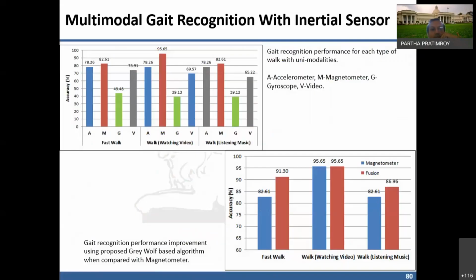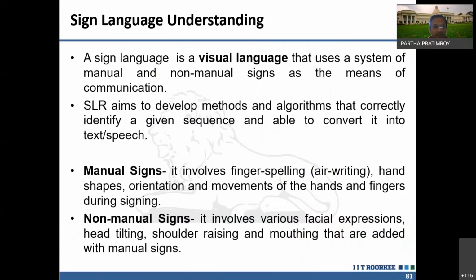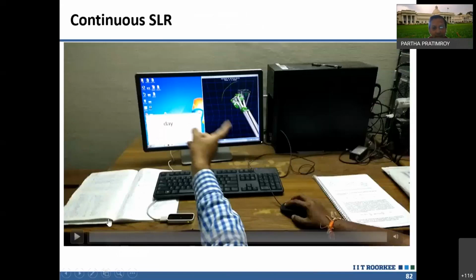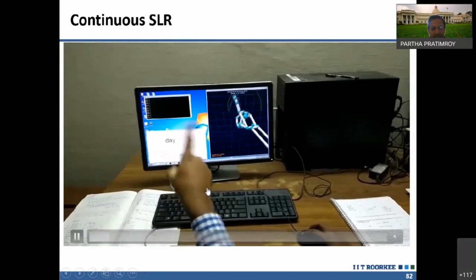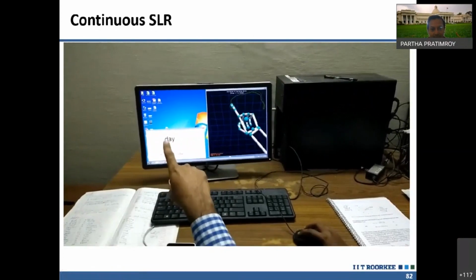Okay. And so these are some other works. So this is actually sign language. You can also use sign language recognition. You see, this is actually a leap motion sensor. This is done in our lab.